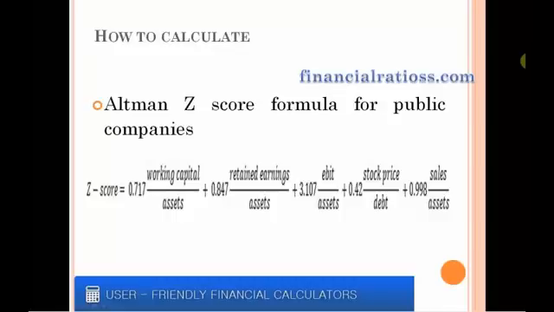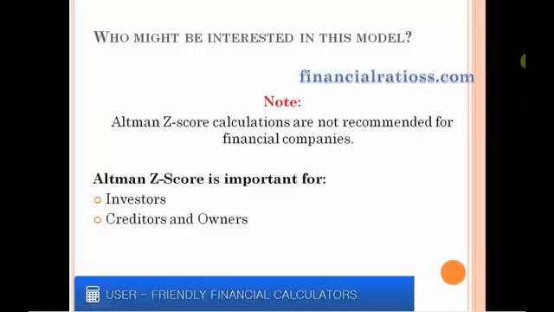Now, who might be interested in this model? The Altman Z-score calculations are not recommended for financial companies. This bankruptcy calculation model is important for the company's investors and creditors, as well as owners, as it provides information on how close the company is to a possible bankruptcy.